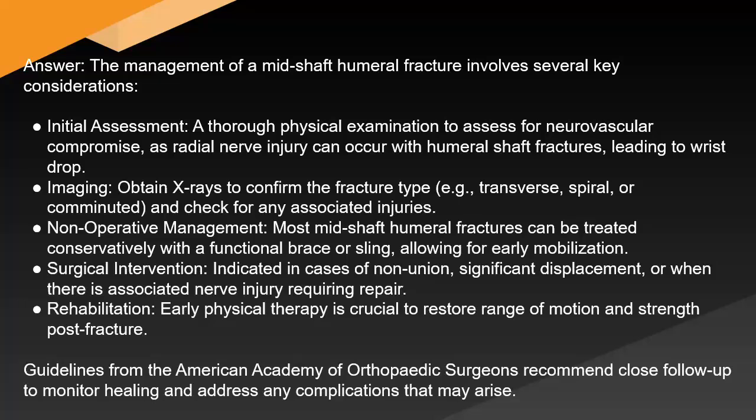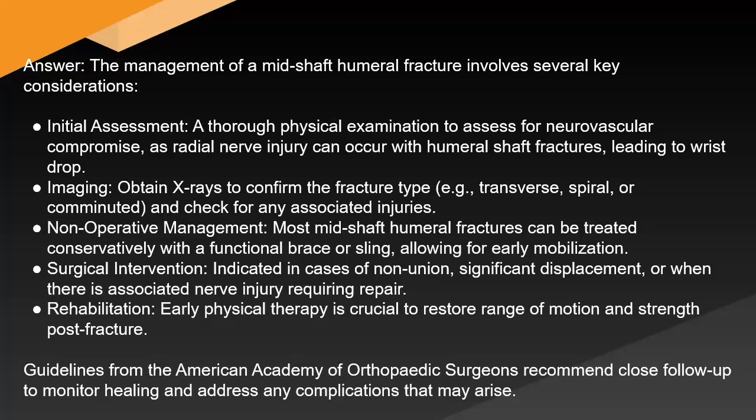Obtain X-rays to confirm the fracture type, e.g. transverse, spiral, or comminuted, and check for any associated injuries. Non-operative management. Most midshaft humeral fractures can be treated conservatively with a functional brace or sling, allowing for early mobilization. Surgical intervention is indicated in cases of non-union, significant displacement, or when there is associated nerve injury requiring repair. Rehabilitation. Early physical therapy is crucial to restore range of motion and strength post-fracture.